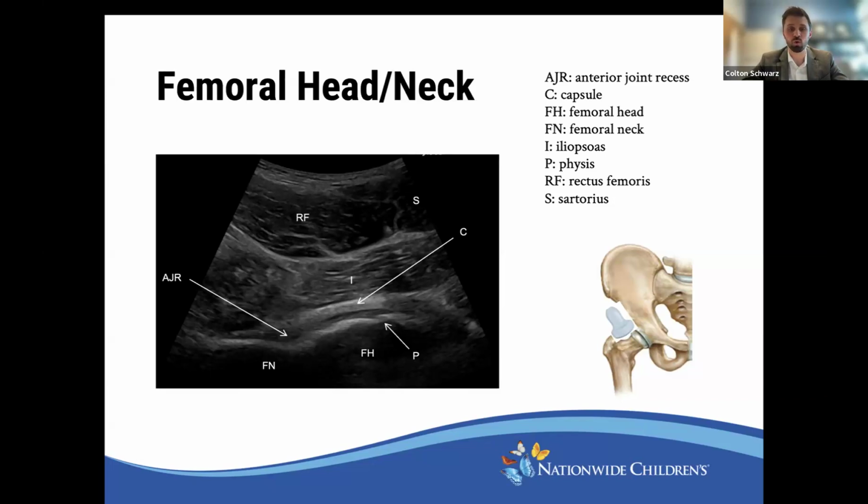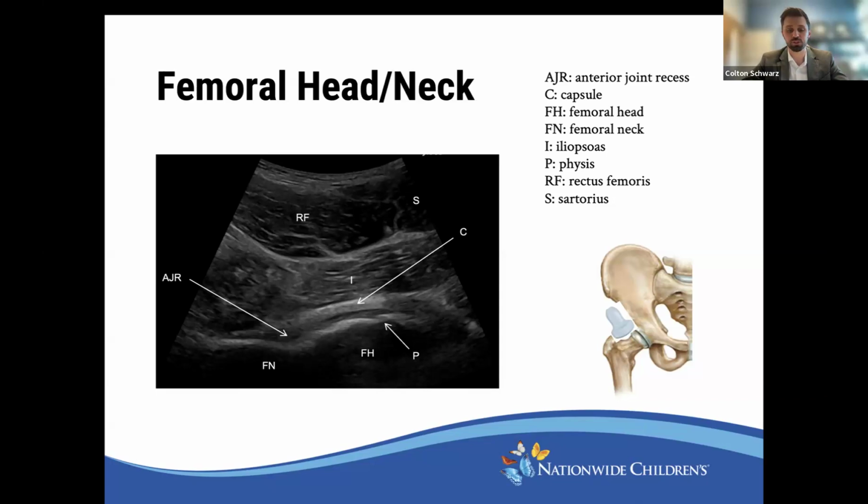Our patient here has a normal hyperechoic concave appearance of the joint capsule with the femoral neck in a near perpendicular orientation. The capsule thickness and anterior joint recess are within normal limits. You can see the overlying musculature that includes the iliacus, just anterior to the capsule with the rectus and the sartorius superficially.